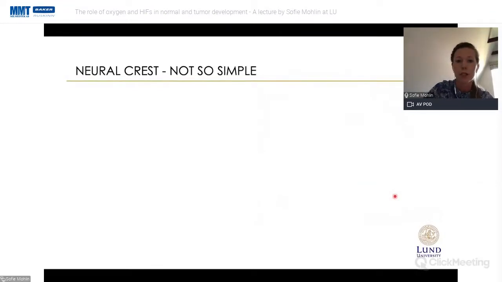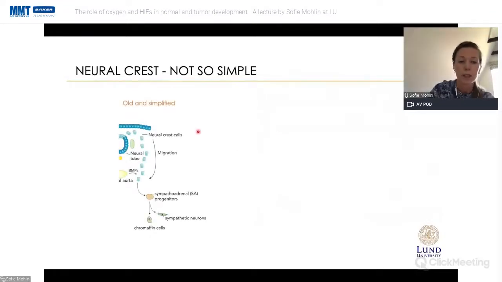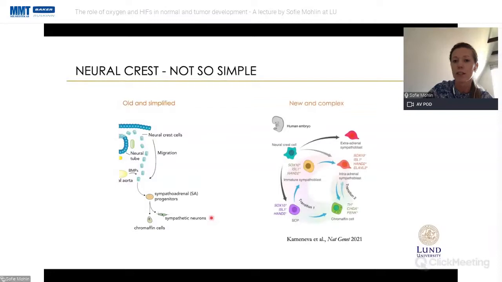So this seems pretty simple, and we tend to look upon neural crest as cells migrating and, if they migrate ventrally, committing to a sympathoadrenal progenitor cell, which in turn commits to either a chromaffin lineage or the sympathetic neuronal lineage, and that's it. However, as you might understand, both from the slide and from just thinking about biology, it's not very simple. A couple of recent single-cell RNA-seq papers show that it's definitely not this simple as we have thought about it.